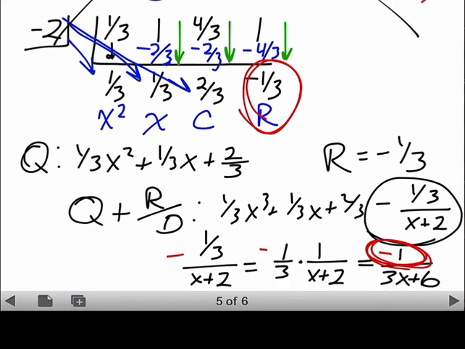Oh, wait a minute. Did you catch it? I said the first term was 1/3 x cubed. What was I thinking? Supposed to be x squared. If you caught that, good for you. If you didn't, pay more attention.